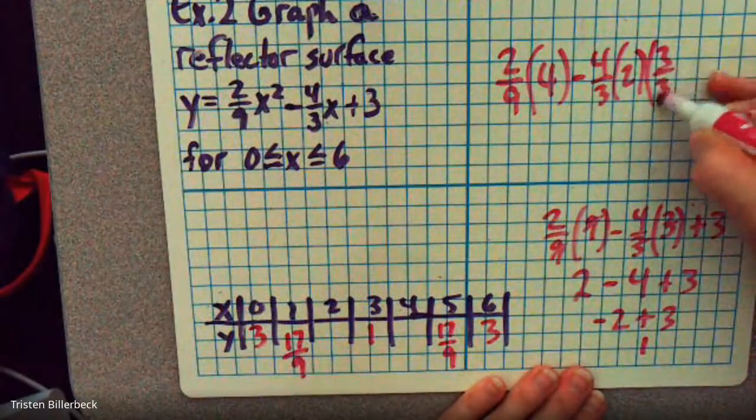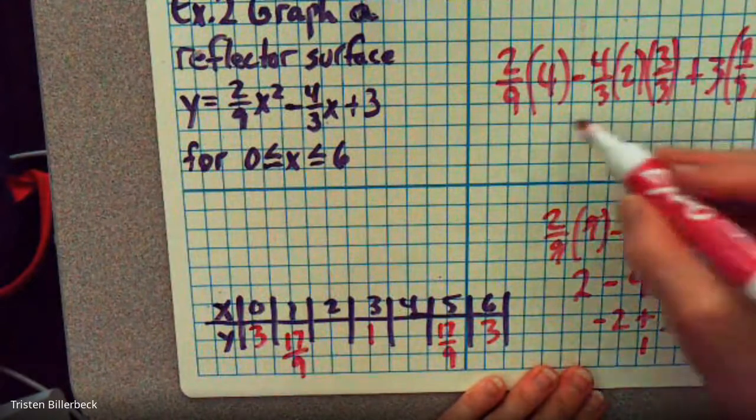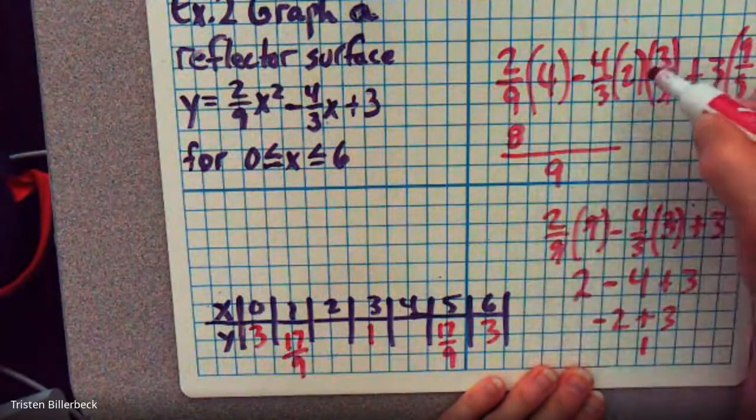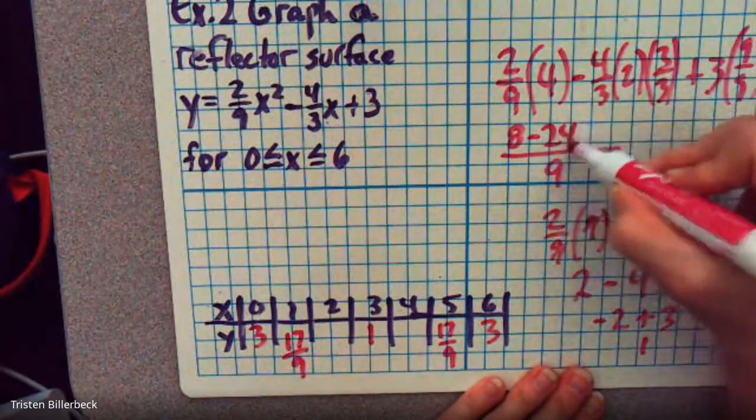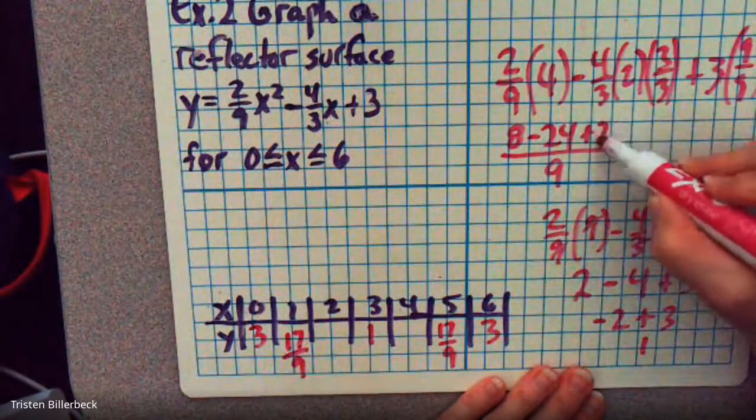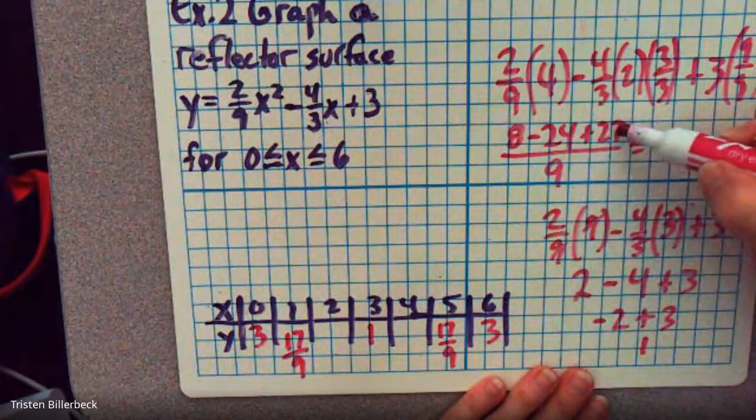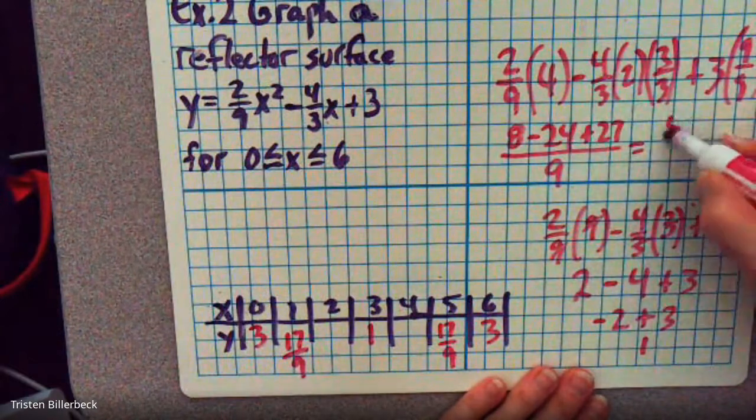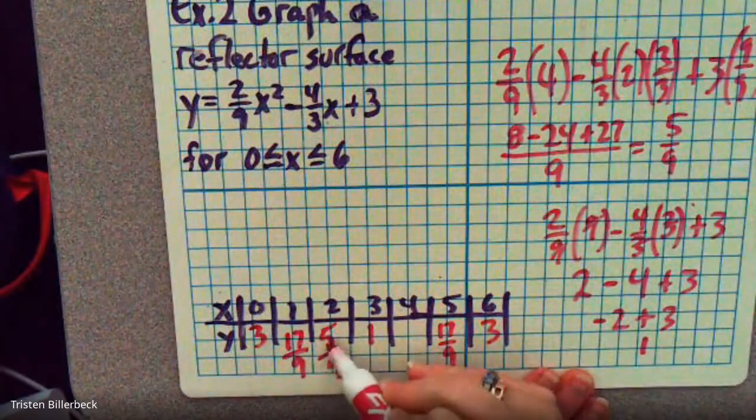So 3 over 3 plus 3 over 9 over 9. So that gives us 8. It's all going to be over 9. And then that's 4 times 2 is 8, times 3 is 24. And then this is plus 27. So the difference between 27 and 24 is 3, and then 8 minus 3 is 5/9. Oh joy, I want to graph 5/9.